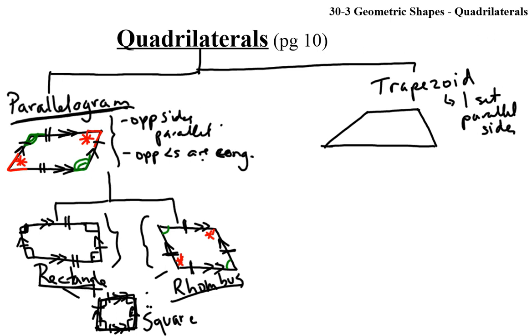So we can see, even though it's not drawn perfect, we could put our symbols in and opposite sides are parallel. You'll note that in this case, a trapezoid can have all different side lengths, 4 different sides. The key part for a trapezoid, one set of parallel sides. 4-sided, one set of parallel. That's all you need in order to have a trapezoid.